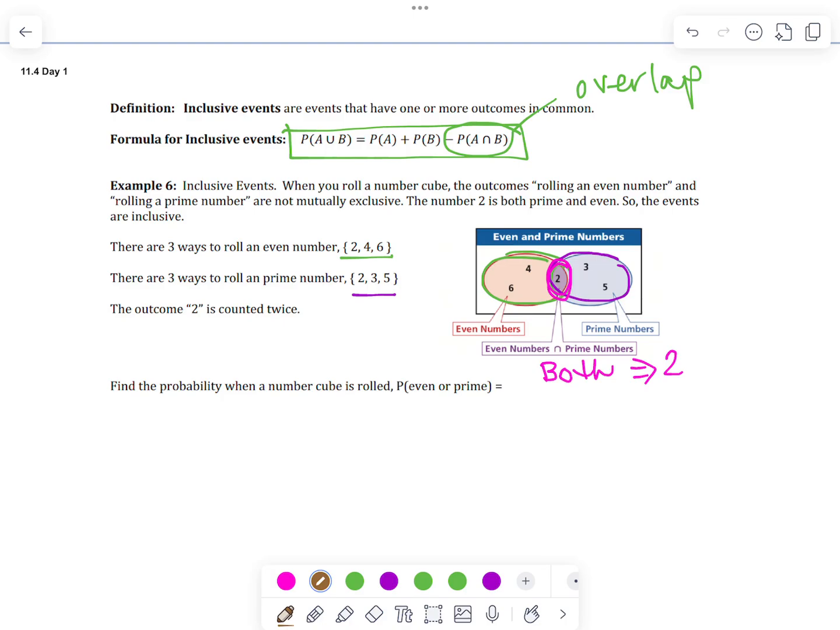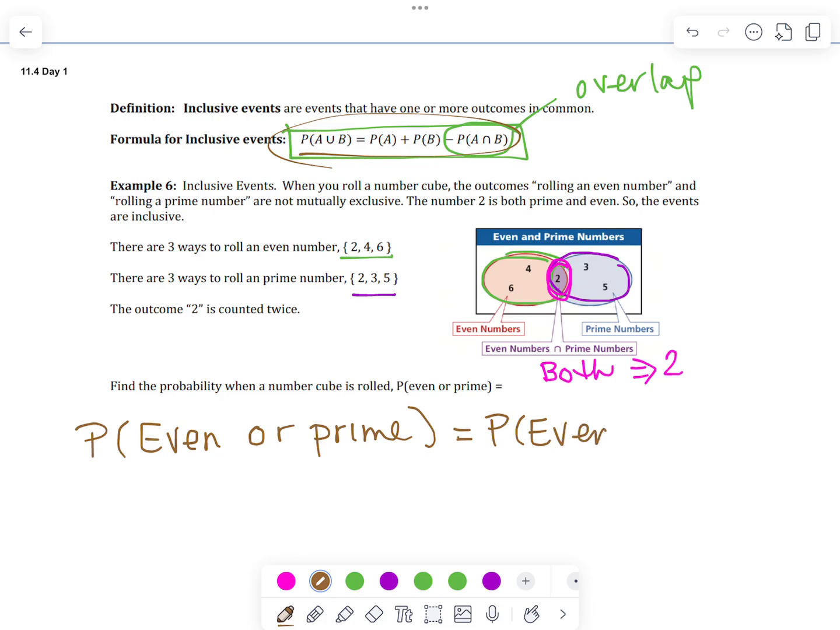So it's asking us then to find the probability when a number is rolled that you'll get an even or a prime. So we're going to use our formula up here in the green. So we say the probability of even plus the probability of being a prime number, and then minus the probability of being even and a prime number.